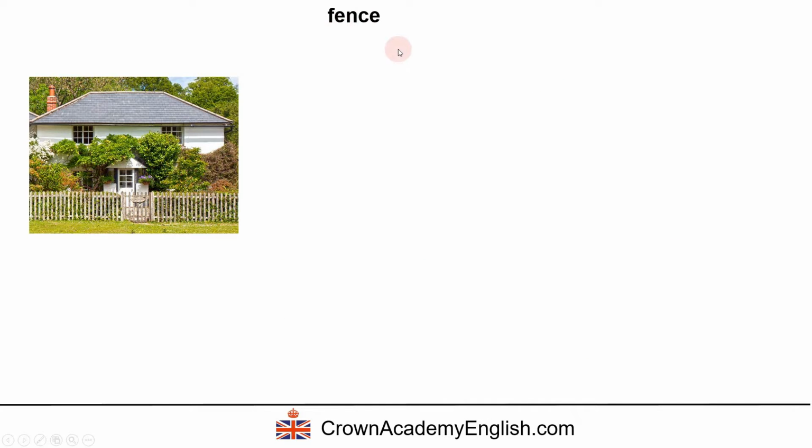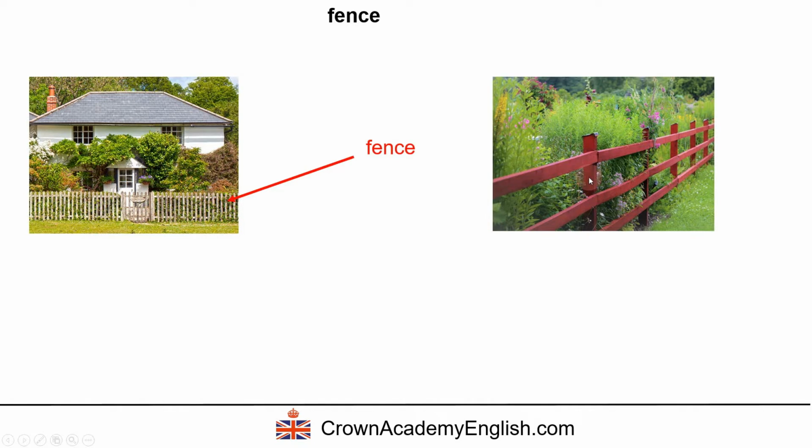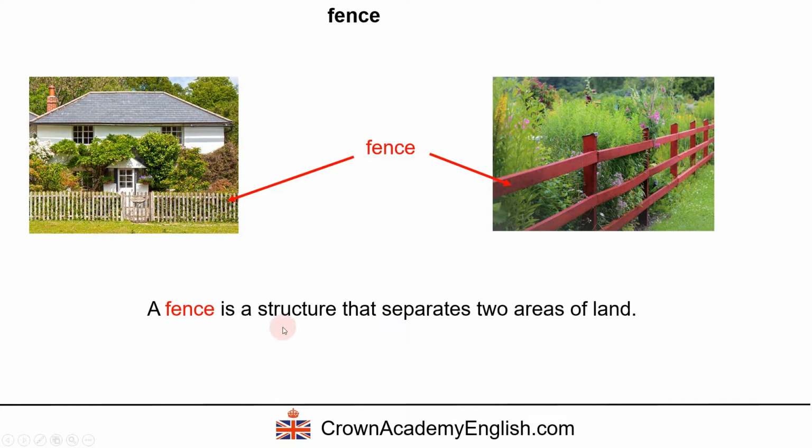A fence. So this is a fence, this white wooden structure in front of the house. And here is another example. Here we have a red wooden fence. And so a fence is a structure that separates two areas of land.